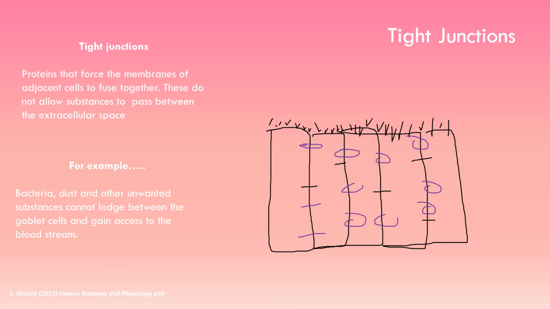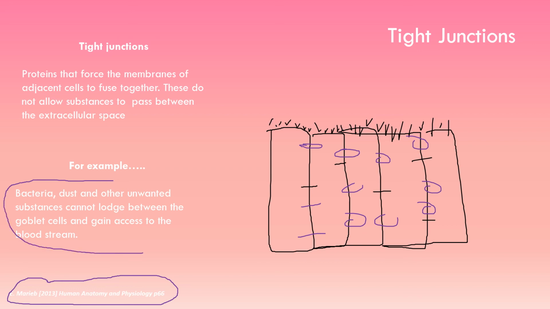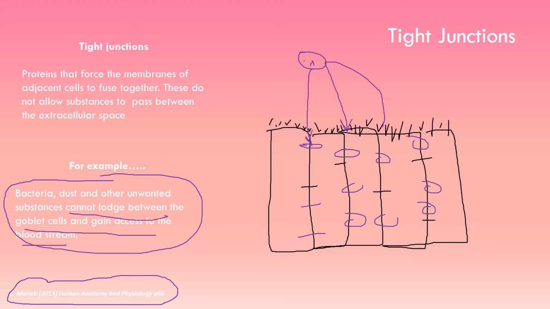If we read on from that in terms of Marieb, sources at the bottom on page 66, you can see that bacteria, dust and other unwanted substances cannot lodge between the goblet cells and gain access to the bloodstream. So the fact is that nasty bacteria can't lodge between these two cells because the cells of the pseudostratified epithelium are squished together that tightly that nothing can infect it. And so it's a structure to function thing. Remember, the function is protection.